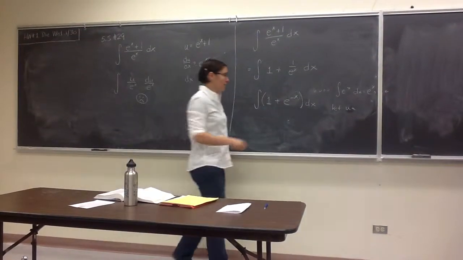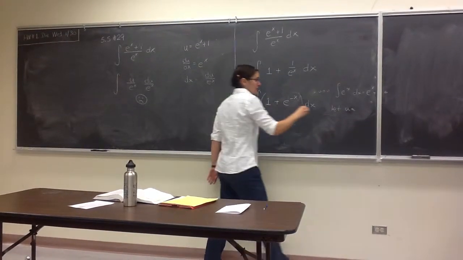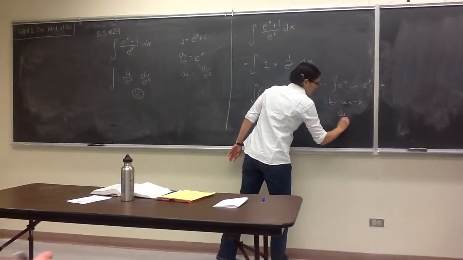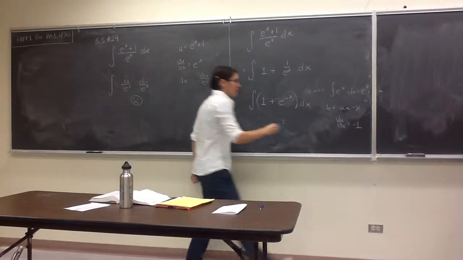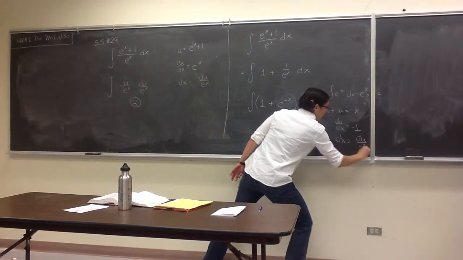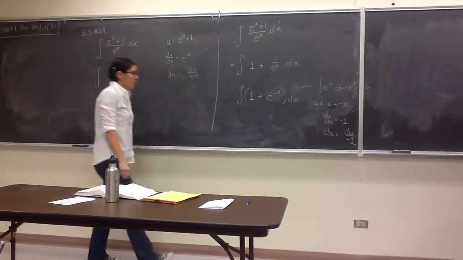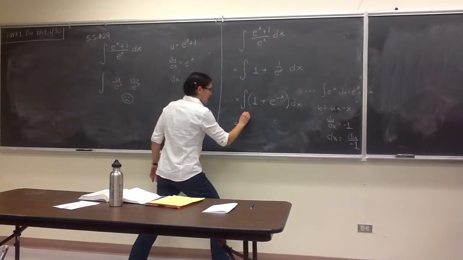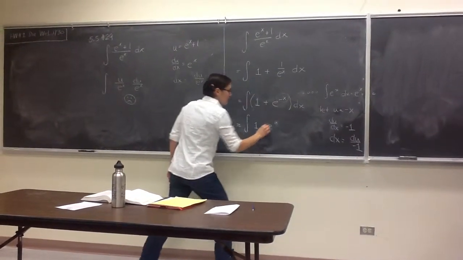Negative x. Yeah, so we're going to choose our u to be our inside function, which is the power on the e. So we'll let u be equal to negative x. Then our derivative, du over dx, is negative 1. And when I solve for dx, I get dx equal to du over negative 1. Okay, so writing this out, we've got the integral of 1 plus e to the u.